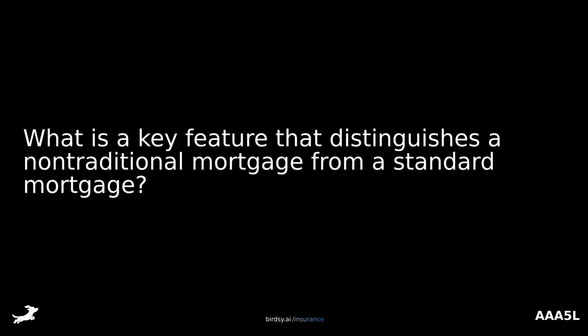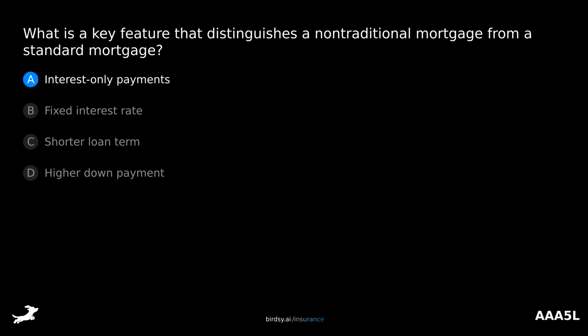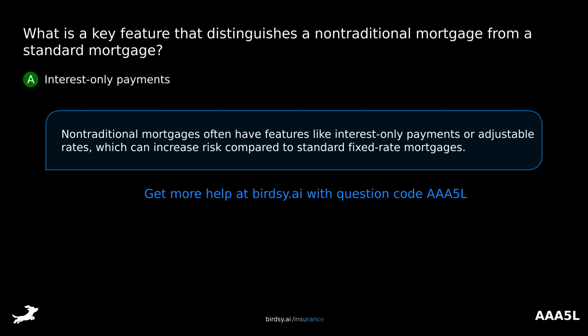What is a key feature that distinguishes a non-traditional mortgage from a standard mortgage? Is it A, interest-only payments, B, fixed interest rate, C, shorter loan term, or D, higher down payment? The answer is A, interest-only payments. Non-traditional mortgages often have features like interest-only payments or adjustable rates, which can increase risk compared to standard fixed-rate mortgages.